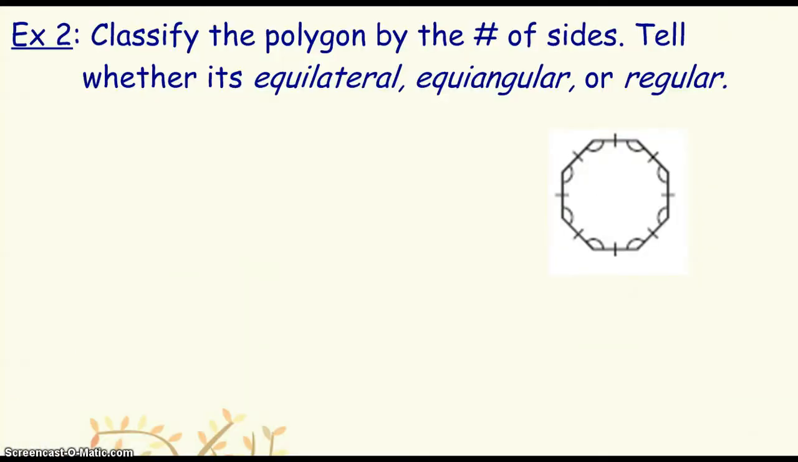So let's take a look at our second example. It says classify the polygon by the number of sides. Tell whether it's equilateral, equiangular, or regular. So let's take a look at our vocabulary that's up there. Equilateral, if you need to flip your sheet over, that meant we have the sides that are congruent, all sides.